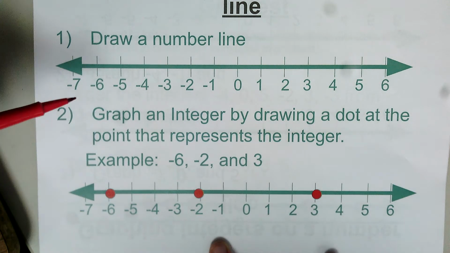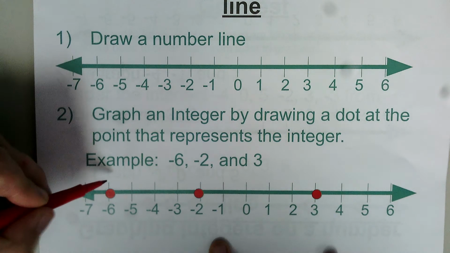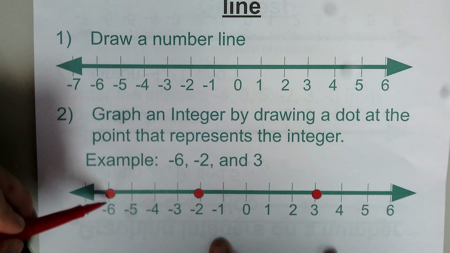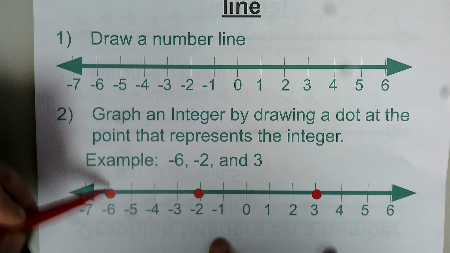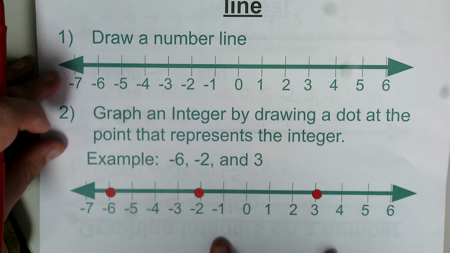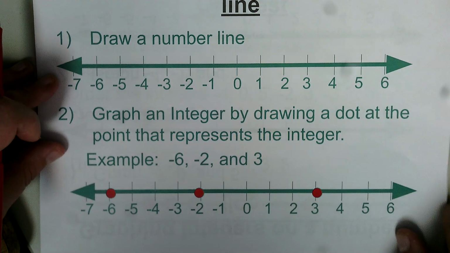Now, I know that some of you guys in the past have been taught to draw your dots above the line. We don't want you doing that in 7th grade. We want the dots on the line, mainly right there on those crosshairs, the little hash mark that represents the number. This is the expectation for you graphing a number on the number line. Okay.